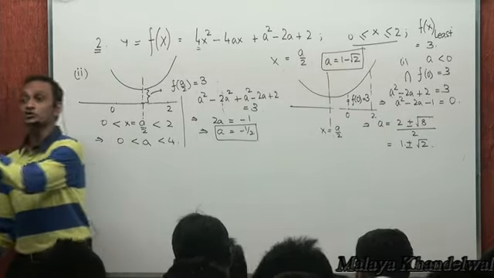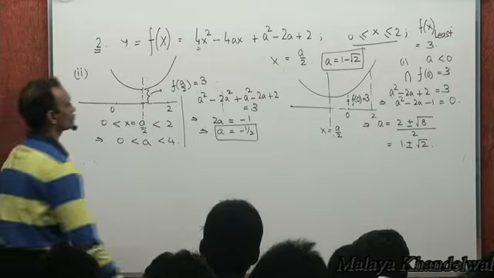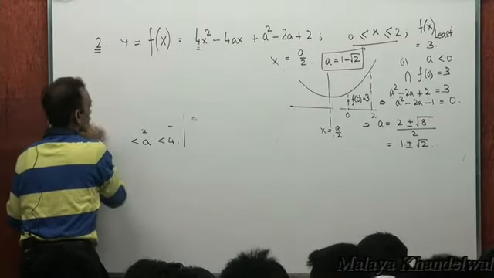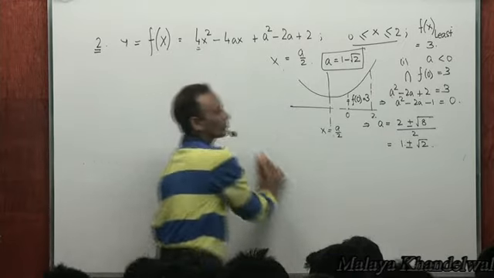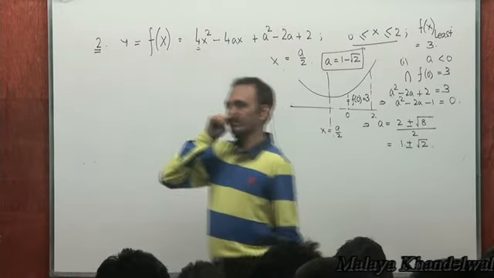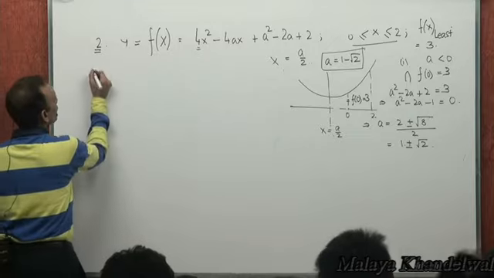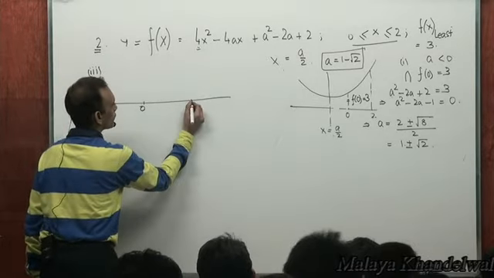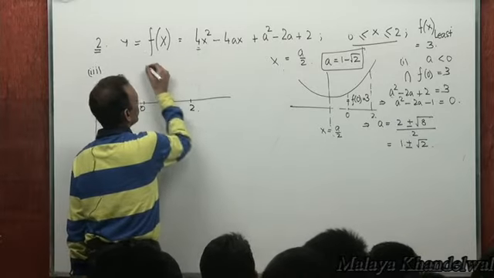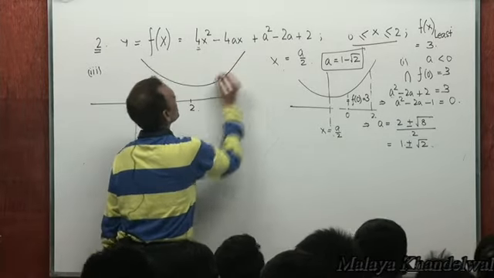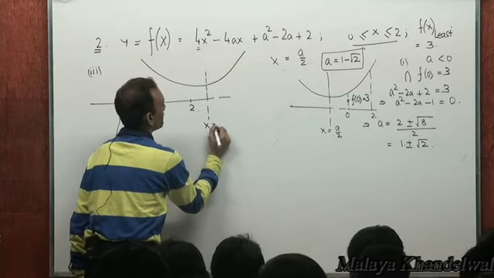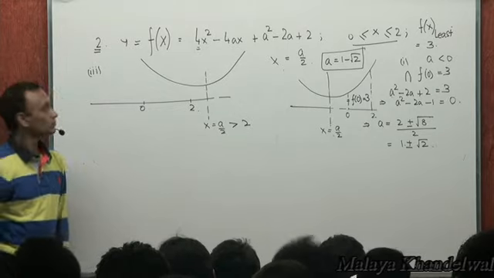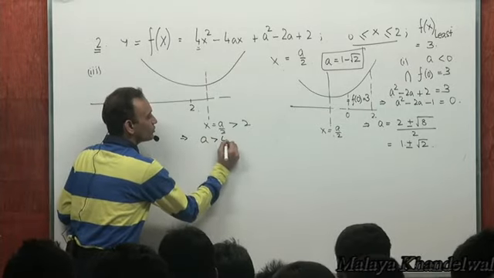Third possibility, when the axis of symmetry moves to the right of 2. Right? So this case anyways is rejected. Case 3. This becomes the parabola with its axis of symmetry x equal to a by 2 to the right of 2, means greater than 2. That means a greater than 4.